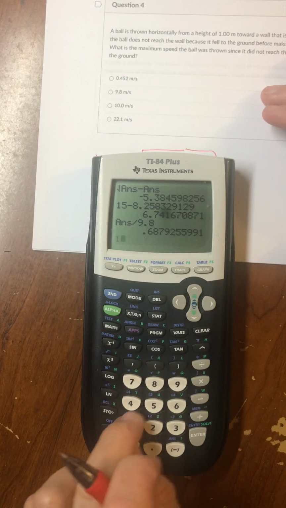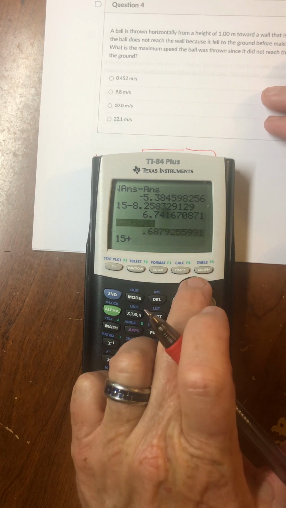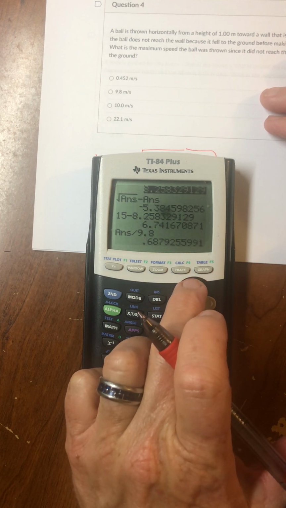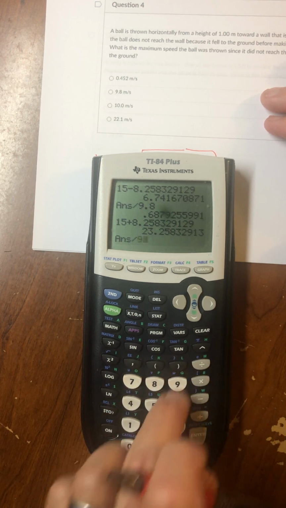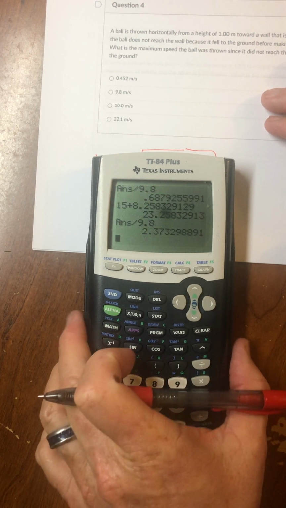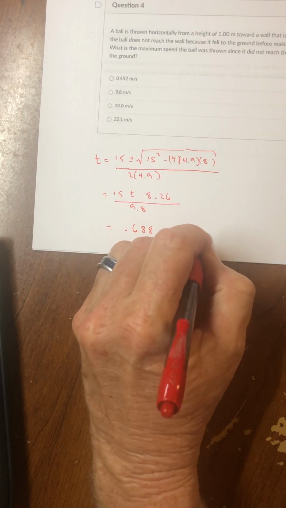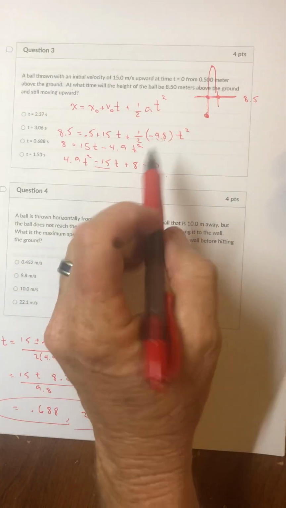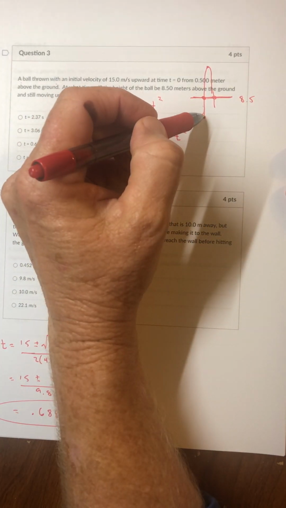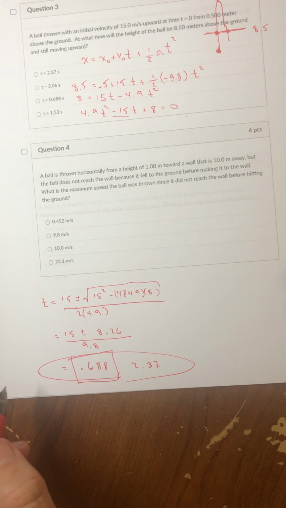And the other is when you add them. So 15 plus, where was that? 8, there it is, copy and paste. And then divide that by 9.8. And that's a 2.37. So sure enough, two times. In fact, coming back up to this picture, the lower time would be on its way up and the higher time on its way down. So I guess I would want that one.